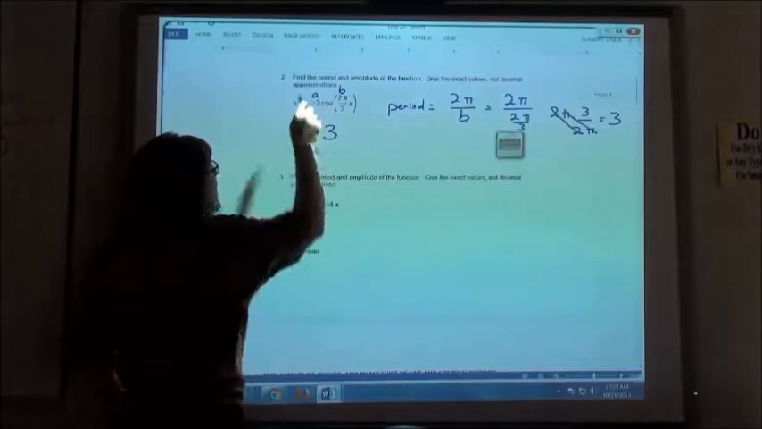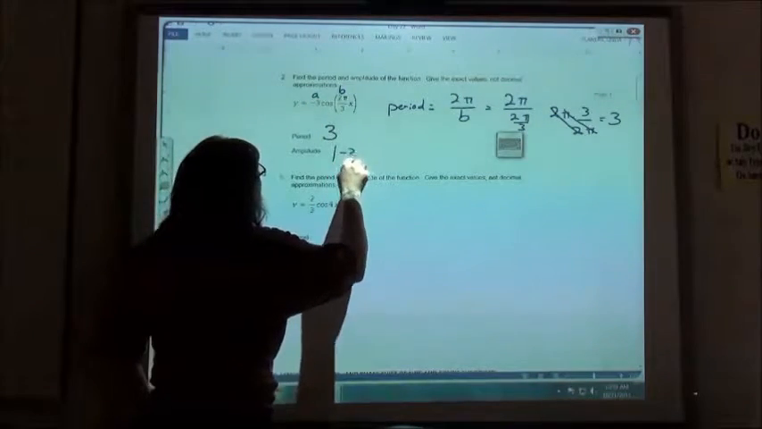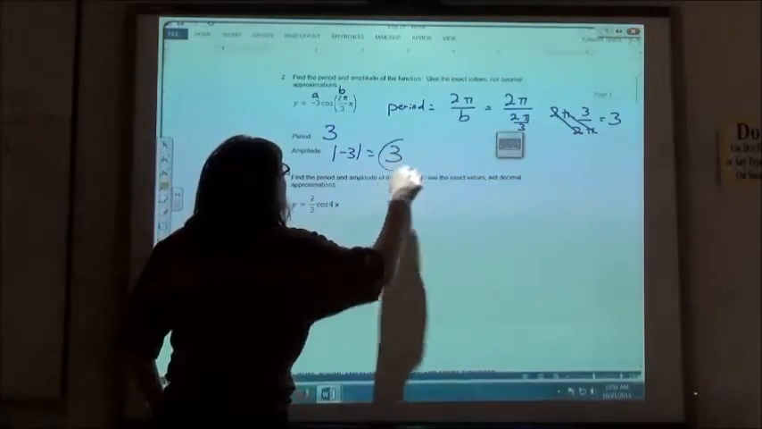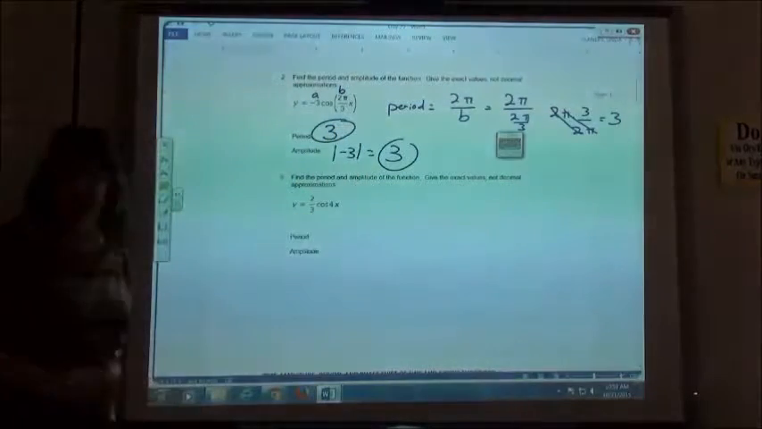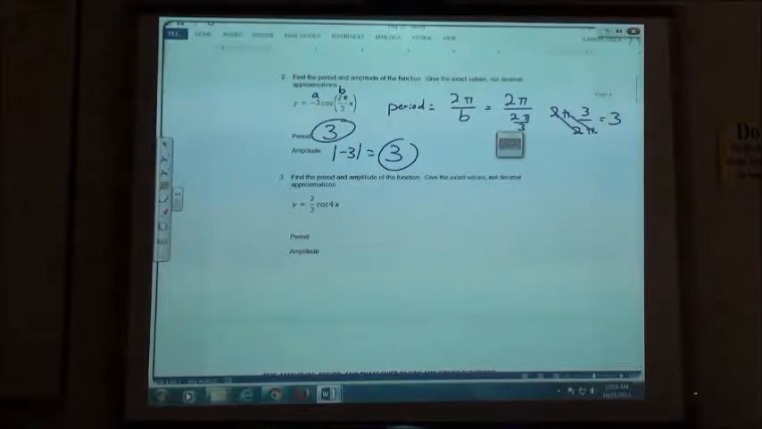My amplitude is the absolute value of a, so the absolute value of -3 is 3. So on this one, both my period and my amplitude ended up being 3.